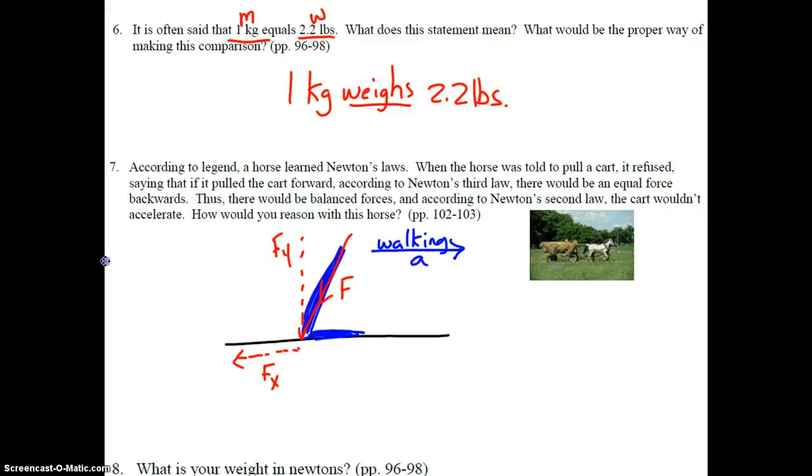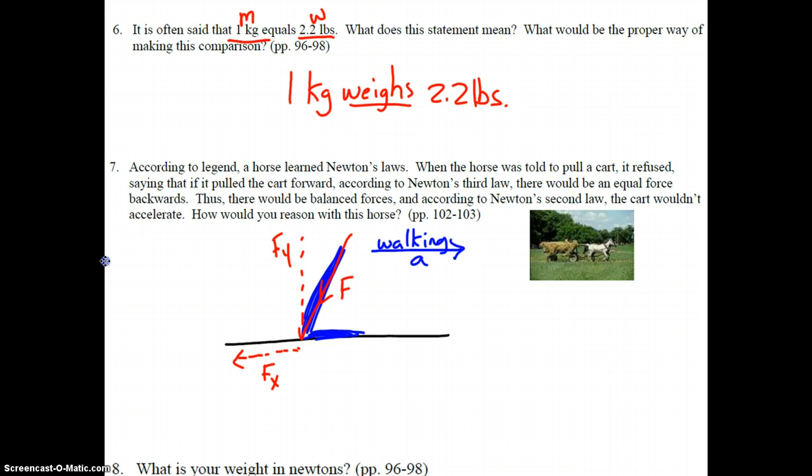And what we note here is that this horizontal Fx component is not in the same direction as the acceleration trying to be created by the motion of the horse itself. What this says to us is that this horizontal component cannot be responsible for the forward acceleration. Newton's second law clearly says that if there's an acceleration, there has to be a net force in that direction, and the net force and the acceleration are proportional to each other and in the same direction.